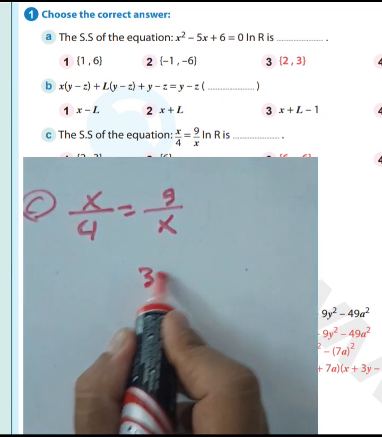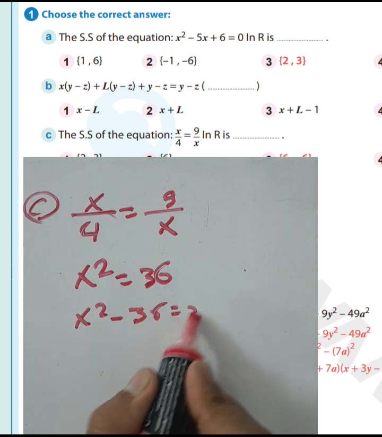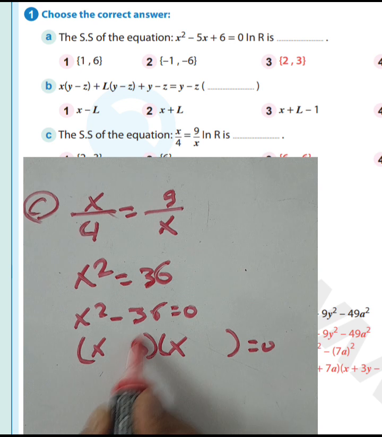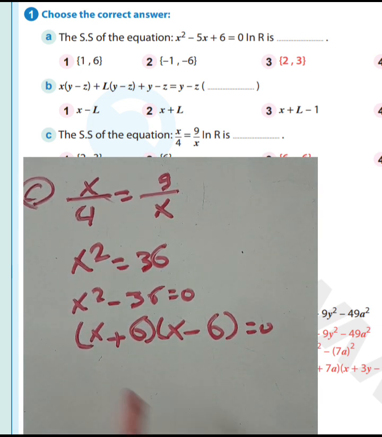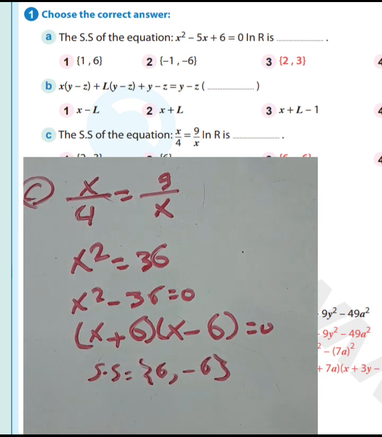n equals 36 and x times x equals x power 2, and then x power 2 minus 36 equals 0. Then we can factorize this expression, 6 times 6 equals 36, and write negative and positive. Then the solution set will be 6 and negative 6. Right, negative here, it will be positive and positive will be negative.